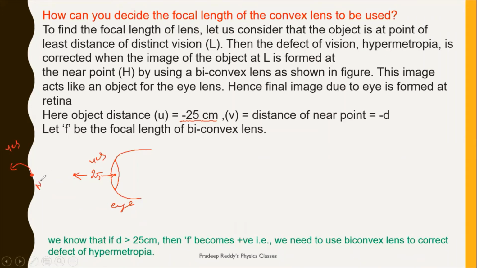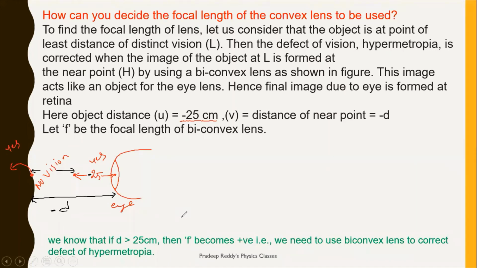And in this region, there is no vision. You cannot see the image clearly in between this range, right? And this distance is called the near point. This is D. From the eye lens, you are measuring both 25 and D value. You are measuring opposite to the incident light rays. So according to sign convention, this is minus 25 and this is minus D.